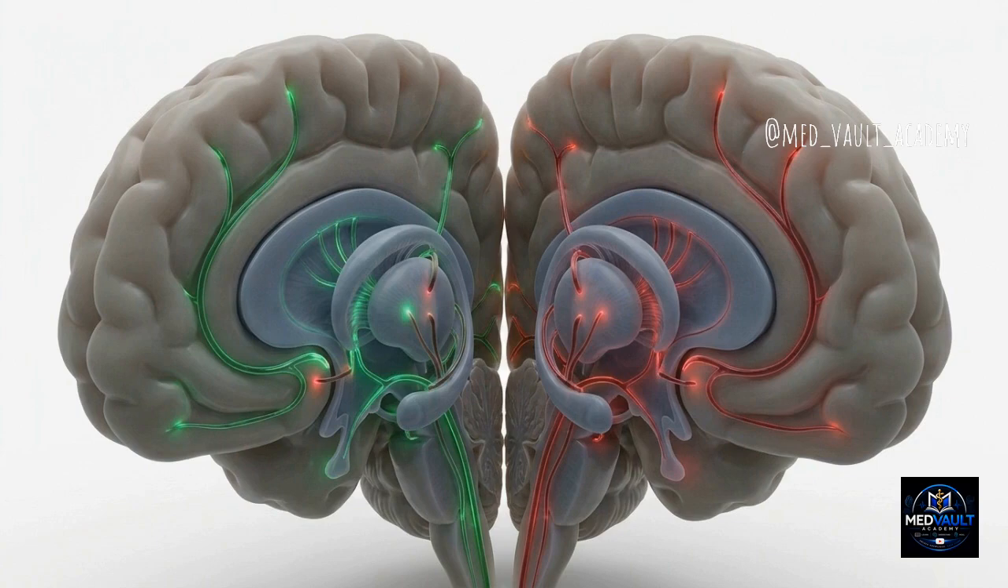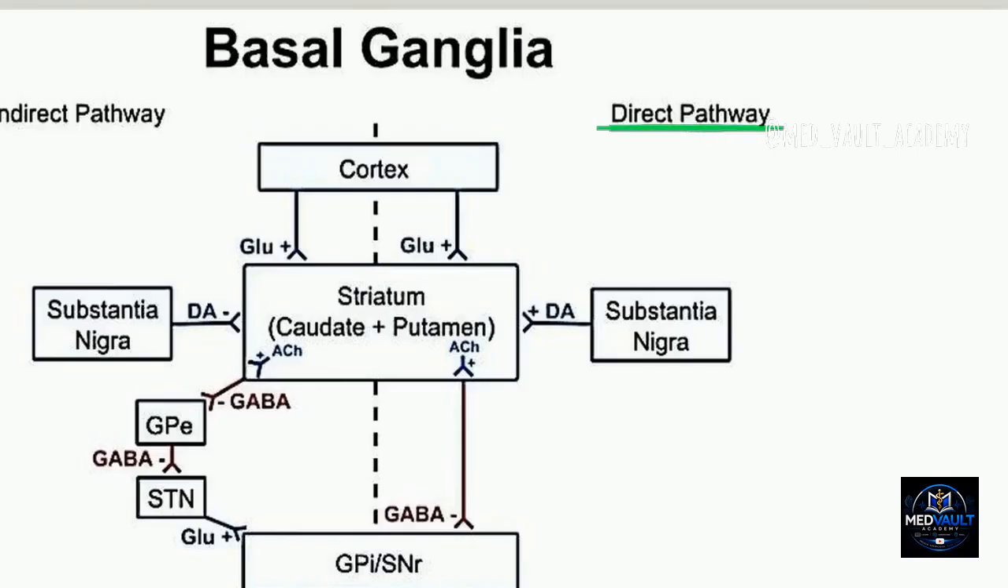These physical clusters of gray matter serve as the hardware nodes for two opposing logic circuits, the direct and indirect pathways. The direct pathway functions as the system's go signal. It facilitates desired voluntary movements through a process of double inhibition.